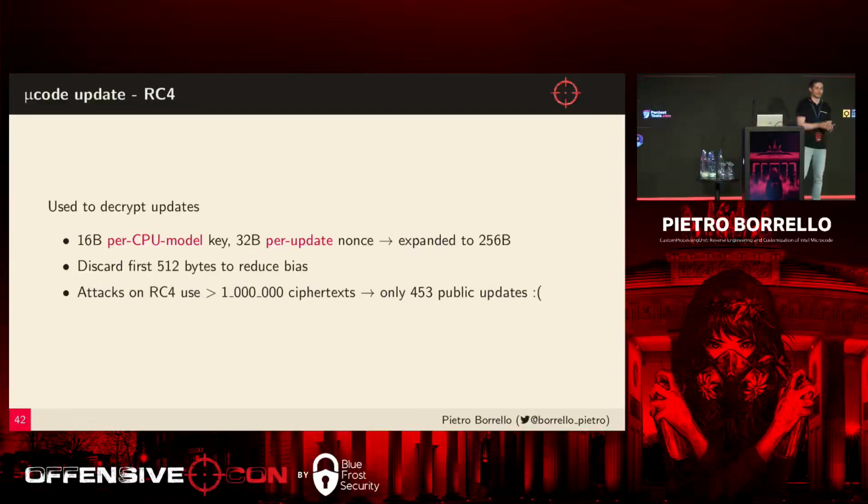The key for RC4 is generated with a 16-byte secret key, combined with a 32-byte nonce that is unique per update, and then expanded under SHA to a 256-byte key that is pretty strong for RC4. It even discards the first bytes to reduce the bias of the microcode update decryption routine. And then if we check for the attacks against RC4, we find that you need millions of encryptions or decryptions, and we only have 500 updates, so the attacks against RC4 are not really feasible here. But if you find millions of microcode updates, let me know, so we can try.